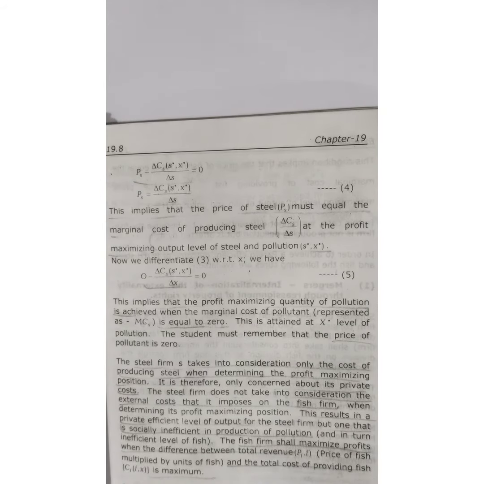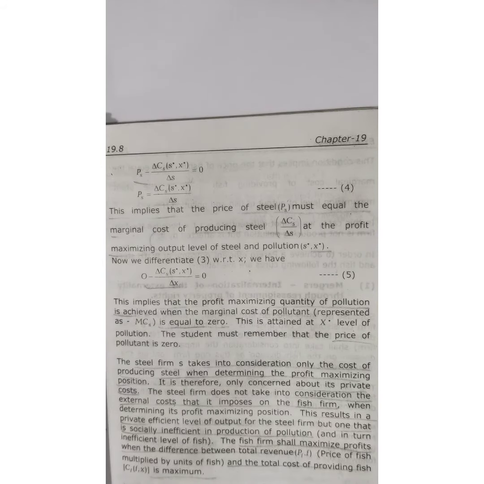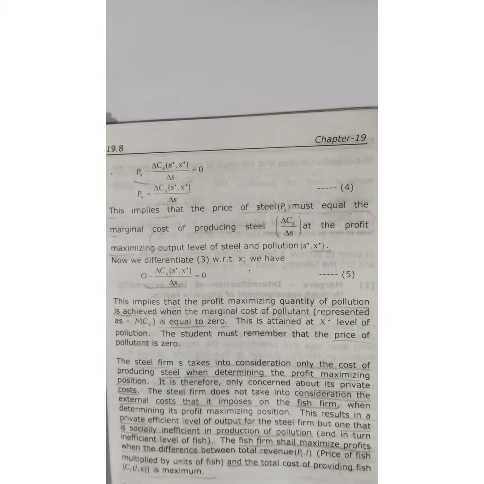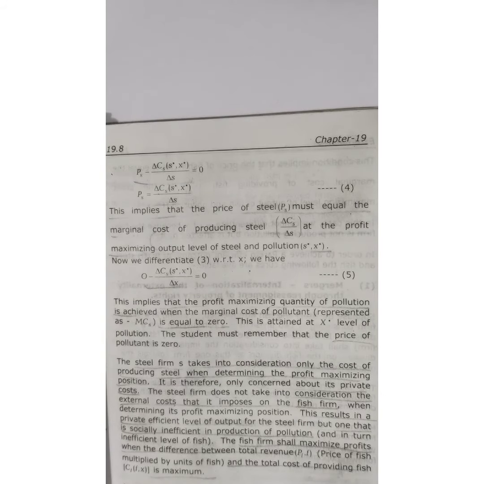Why? Because the MC of the pollutant is 0. So this implies that the profit maximizing quantity of pollution is achieved when the MC of the pollutant is equal to 0. This is attained at the X star level of pollution. The student must remember that the price of the pollutant is 0. Because the price of the pollutant is 0, TR, which is P into Q, shall be 0. And then you are just left with this: 0 is equal to marginal cost.